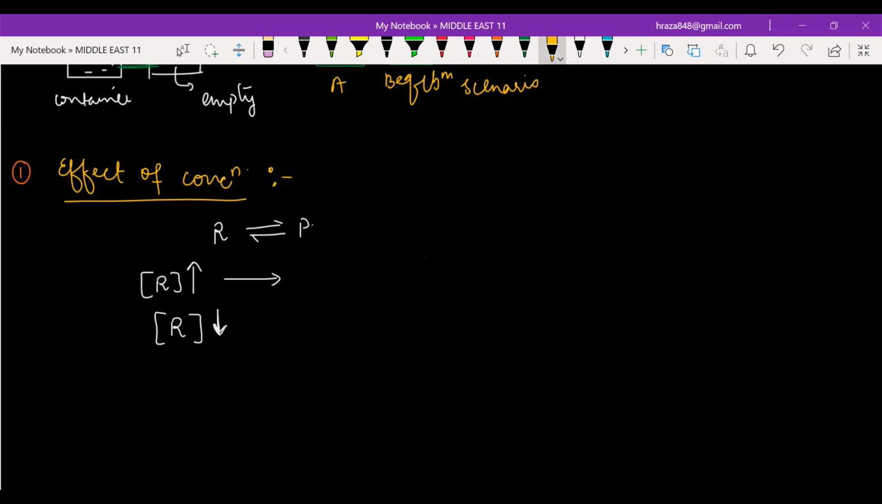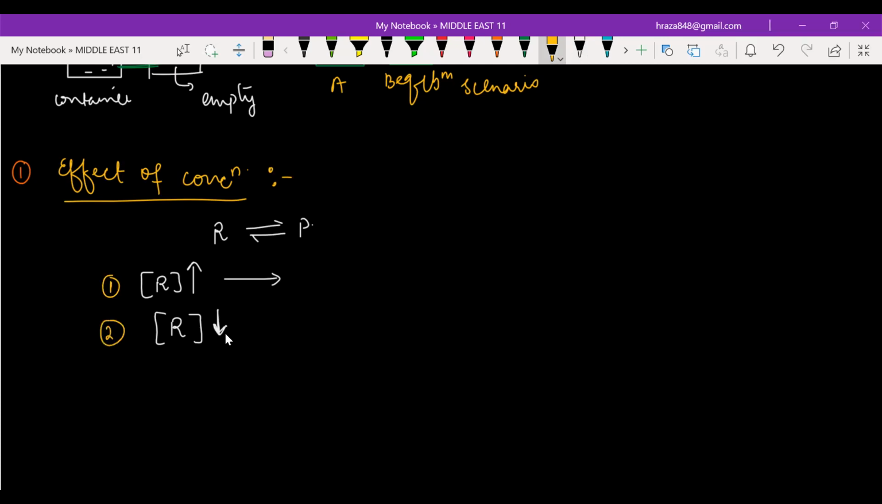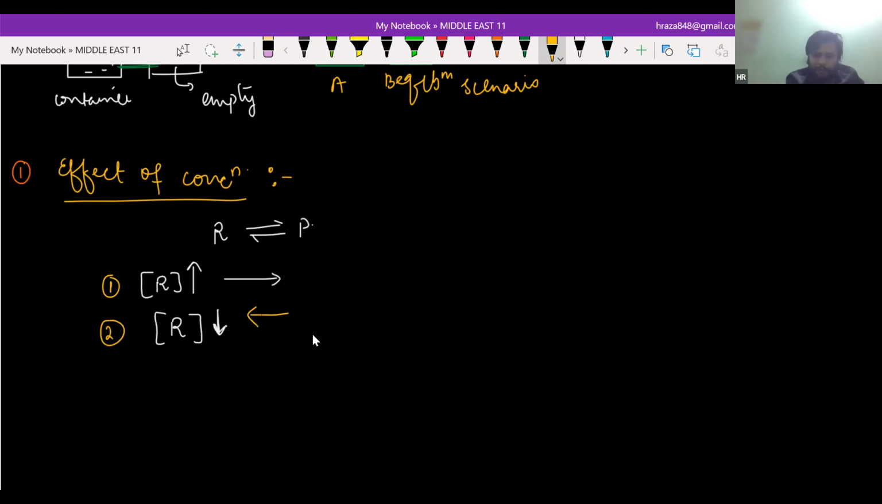Yes, sir. Left. Sir, we are decreasing reactants, right? Yes, we are decreasing reactant. So it will be from product to reactant, right? Left hand side. Fawaz, what I want to tell you is that wherever the effect will be, that side will shift the equilibrium. Like if we increase the reactant side, then it will move to the right hand side, right? And if we decrease this side, then it will move to the left hand side.